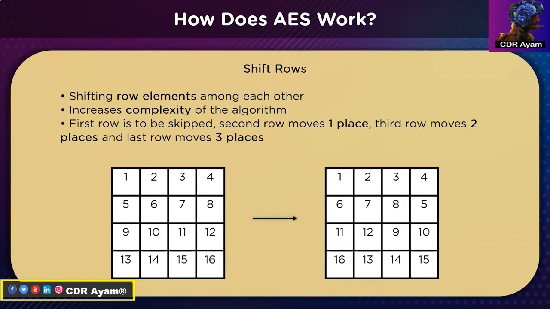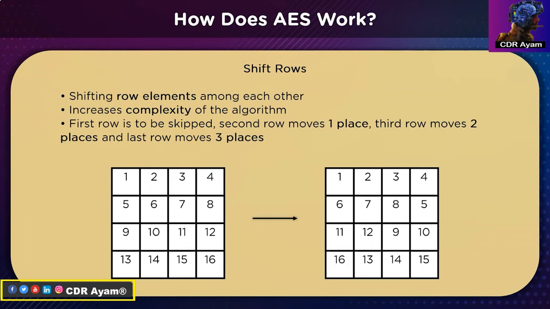The output result of the shift process is a new matrix that contains the same 16 bytes as the old matrix. But in the newly generated matrix, the 16 bytes have been moved in relation to each other in order to boost the complexity of the encryption.